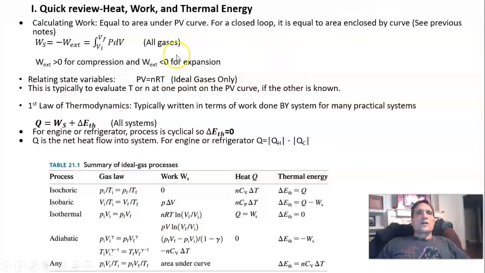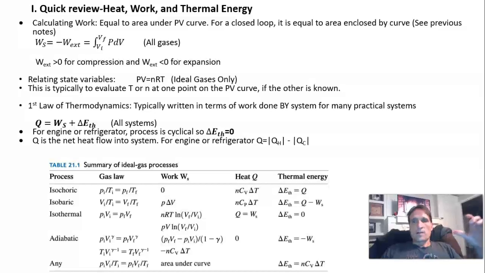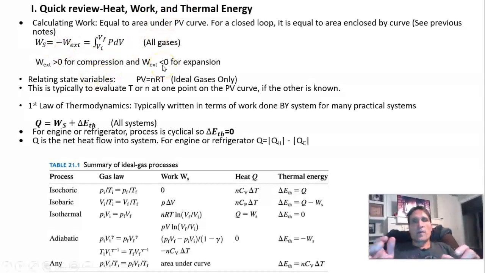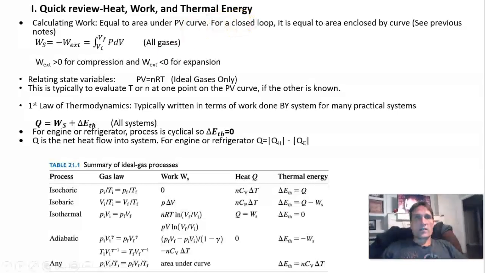And so the sign convention can be a little confusing, but the easiest way for me to remember is that the external work is positive for a compression, right? Because the external force is in the same direction as the displacement. It's compressing the fluid, okay? And the external work is negative for an expanding gas, an expansion, because the gas displacement is going outward, and that's against the external force, so that's negative.